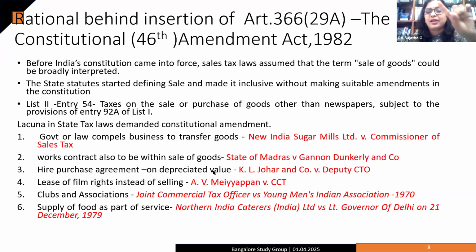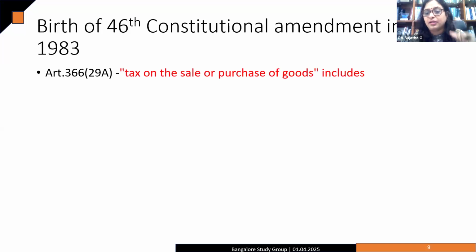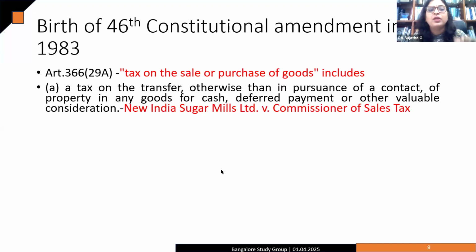One such example is the Gannon Dunkerley case, which is a very dominant intention theory on works contract, which we all know. So some of the cases were very landmark decisions, A.V. Mayappan case also. So these are all the cases which went to the High Court, Supreme Court. Young Men's Indian Club also, one such very famous case law through which the amendment was done in the Constitution. So because of that amendment, they could boldly say that, yes, from these principles, this transaction is getting taxed or not getting taxed.